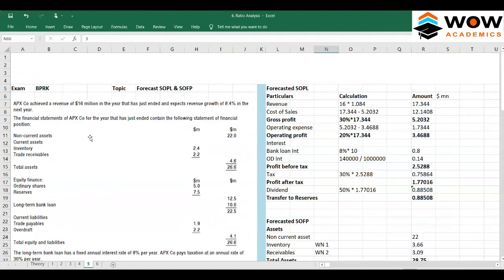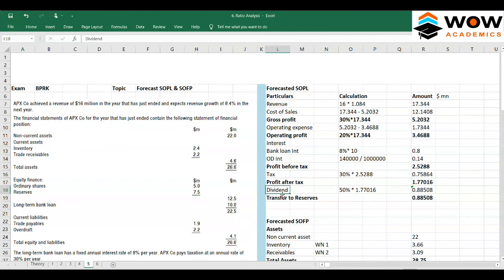So once you get this kind of forecasting question, the forecasting questions do not follow the same pattern, they differ. In this question, they have given you revenue, but they have said it is going to increase. They have given you GP percentage and OP percentage. So your job was very simply to compute cost of sales and operating expenses. Then it's about interest expense, bank loan and overdraft interest that we calculated quite easily. Then tax was there. Then we found out profit after tax.